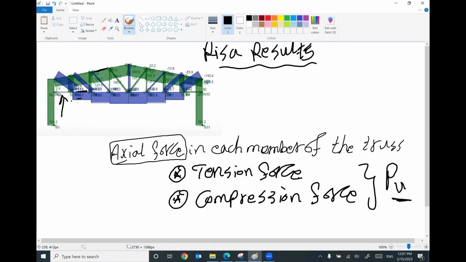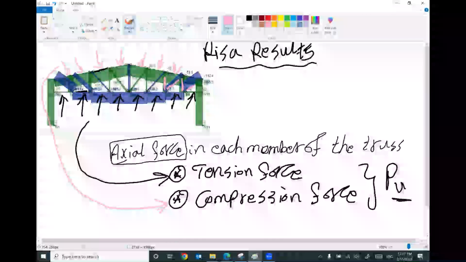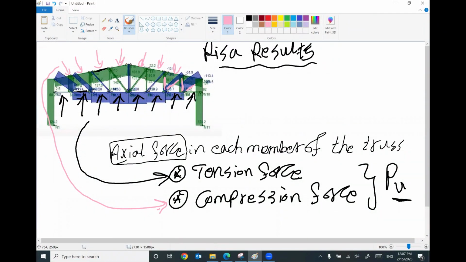All the members at the bottom of your truss will be under tension. All the members at the top of your truss will be under compression. For diagonal members like this one, or vertical one like this one, and vertical one, sometimes we have tension, sometimes we have compression. Any blue color will be compression. Any green color will be tension. Any question so far?